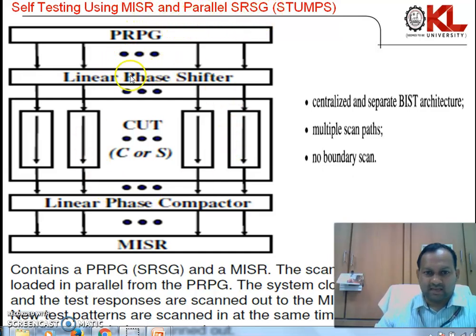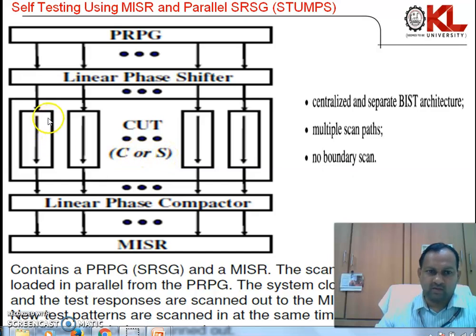In this structure, the pseudo random pattern generator is connected to the CUT and the CUT is connected to the MISR using the linear feedback shift registers and linear phase comparator. In this self-testing using MISR, the number of CUTs connected may be 1, up to 10, or up to n CUTs. This CUT may perform functions of combinational circuits or sequential circuits.